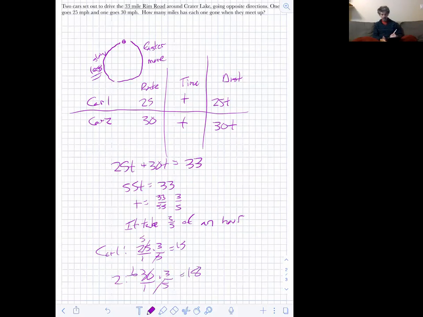So we would say this, the first car, slow car, goes 15 miles, and the fast car goes 18 miles. Anyway, there was a couple of word problems and a strategy for solving them.